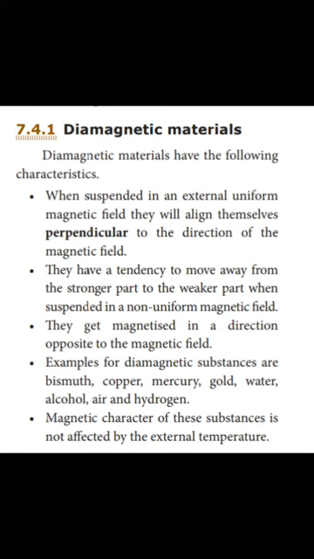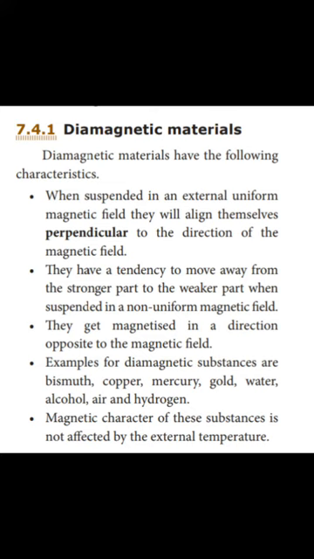Fourth one, examples for diamagnetic substances are bismuth, copper, mercury, gold, water, alcohol, air and hydrogen. These are the examples for diamagnetic materials. The magnetic character of these diamagnetic materials is not affected by the external temperature. That means when we heat the diamagnetic materials, their magnetic character will not change.